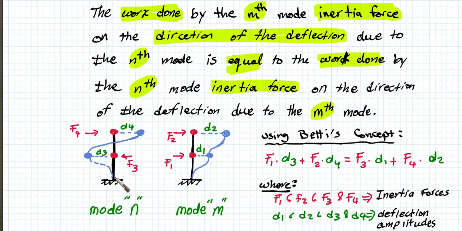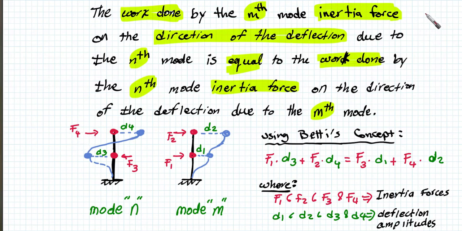If we look at mode N, let's assume it is the second mode shape, for example. If you keep in your mind the example of the previous video, you're going to find that this mass is going to the left with amplitude of displacement D3, due to an induced inertia force F3, and degree of freedom 2 is going to move to the right with D4 due to inertia force F4.